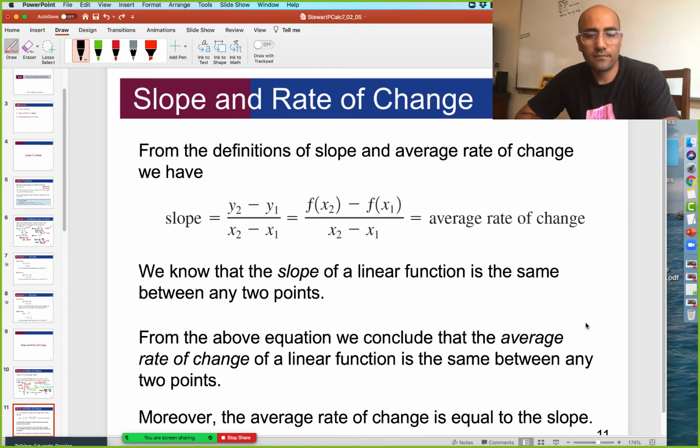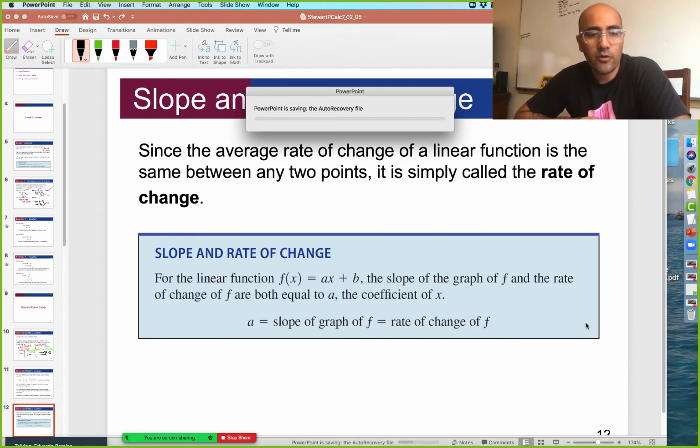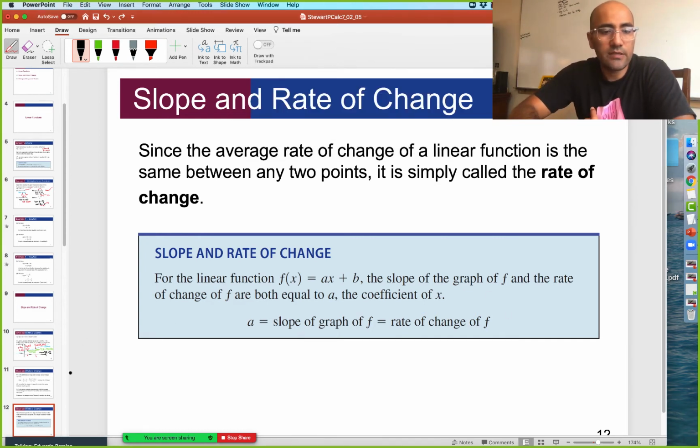Good? The average rate of change is equal to the slope. Then we have a linear equation. Since the average rate of change of a linear function is the same for any two points, it's simply called the rate of change, right? So when we're looking at an equation that's linear, we no longer have to say the average rate of change, it's just the rate of change, which is the same thing as the slope. That's all this is pointing out. Should be a very easy section.